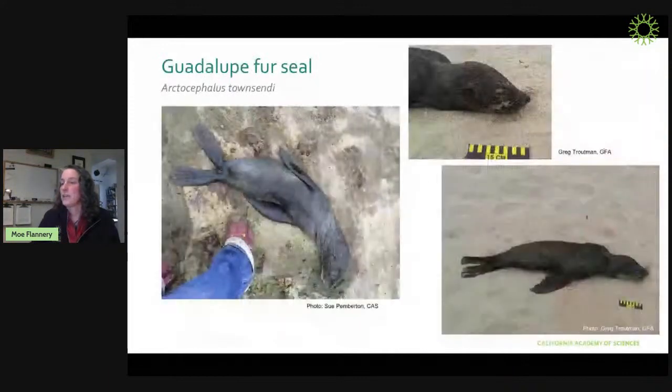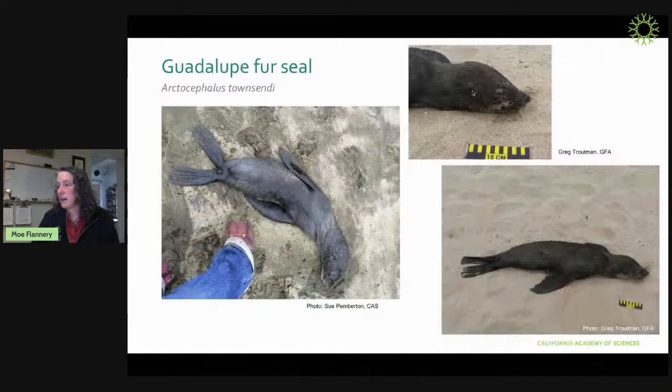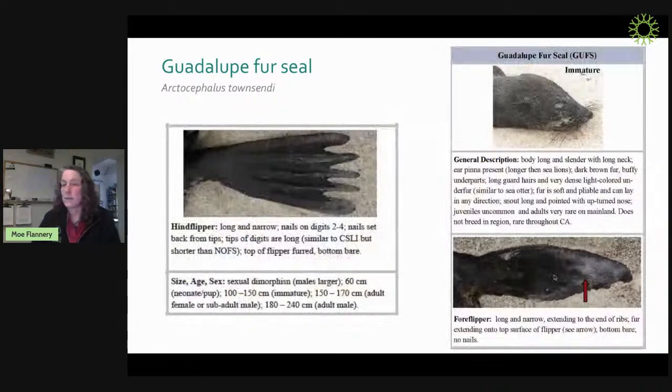Here is a good view of that nose kind of turned up on the end, and they have longer ear pinnae too as well. And as you can just about guess, their foreflippers have fur that extends all the way down the flipper on the dorsal side. So this is the primary difference between a Guadalupe fur seal and a northern fur seal.